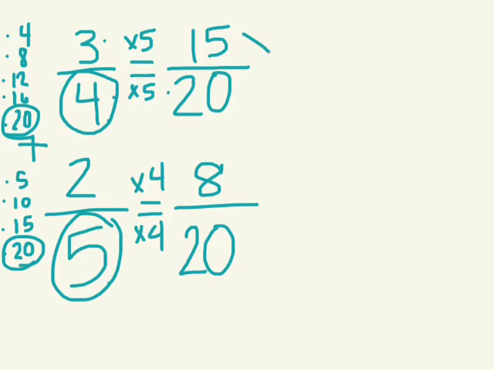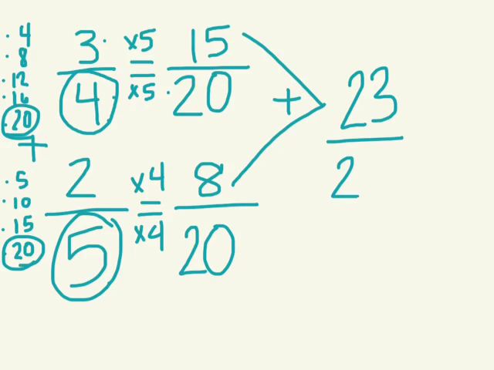Okay, so now I'm going to add my numerators together. I'm going to put a plus sign to remind myself I'm adding. 15 plus 8 is 23 out of 20. Now, I have an improper fraction. My numerator is bigger than my denominator, so I can make one whole out of that.